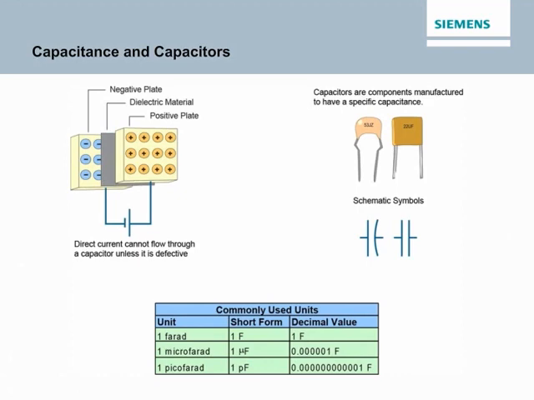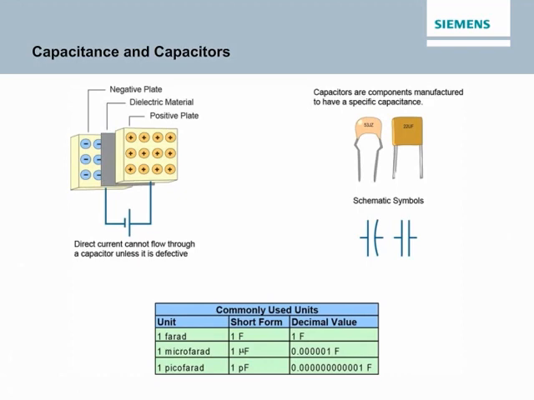When a voltage is applied to the plates, electrons are forced onto one plate. That plate has an excess of electrons while the other plate has a deficiency of electrons. The plate with an excess of electrons is negatively charged. The plate with a deficiency of electrons is positively charged.